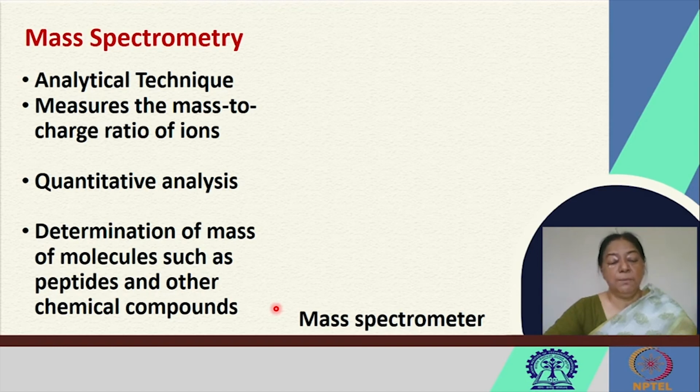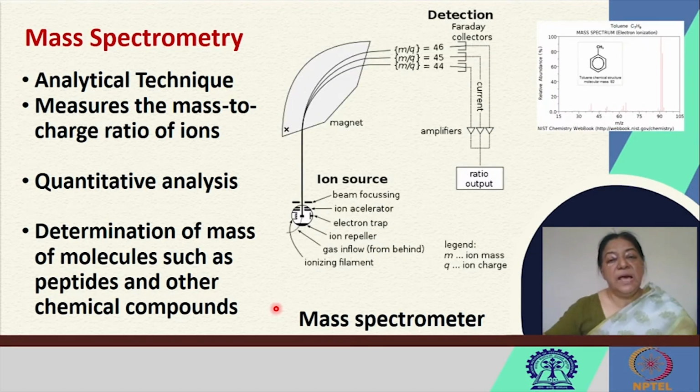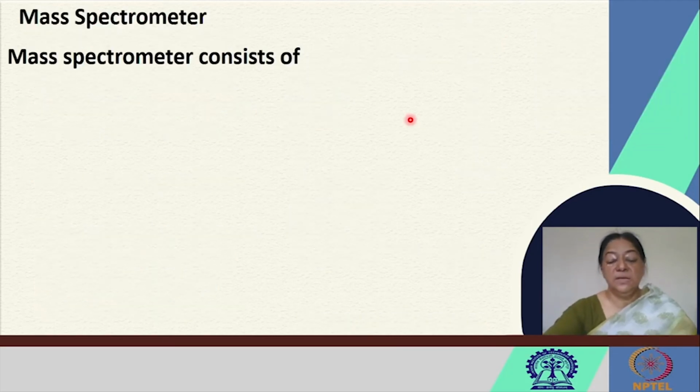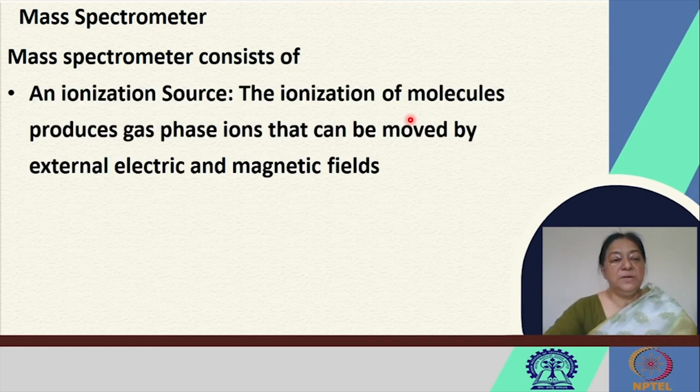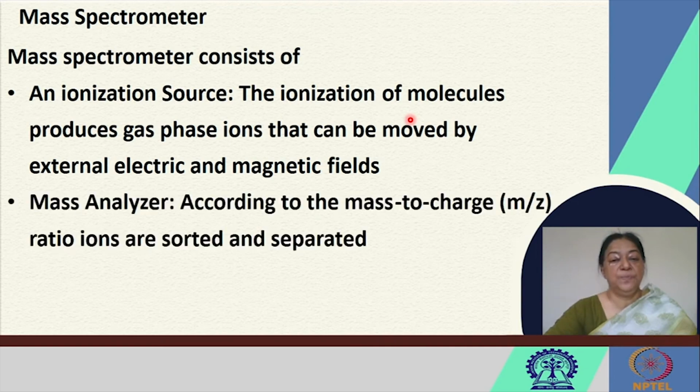and other chemical compounds. It typically has an ion source, an electromagnetic system here, and then a detector where we can actually look at and monitor the specific mass to charge ratio. The spectrometer contains an ionization source where we have the ionization of the molecules that produce gas phase ions that can be moved by the external electrical and magnetic fields depending upon the mass to charge ratio.